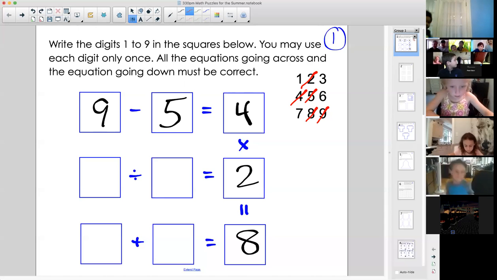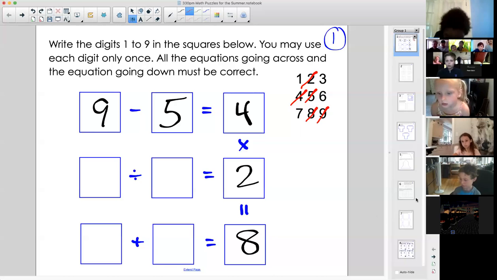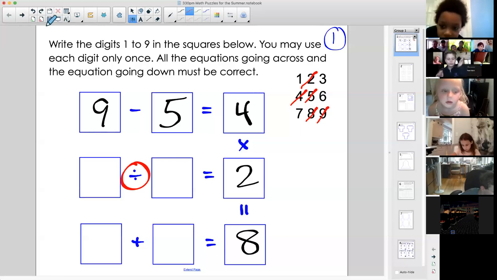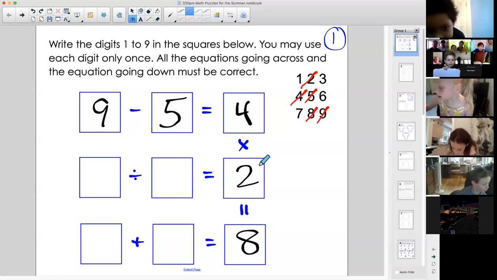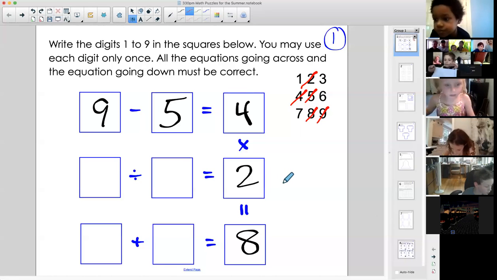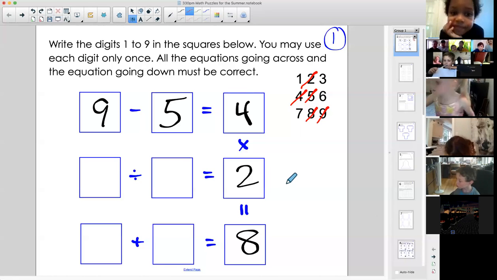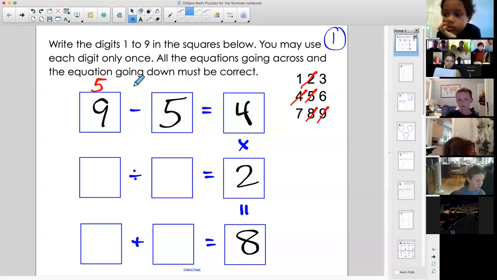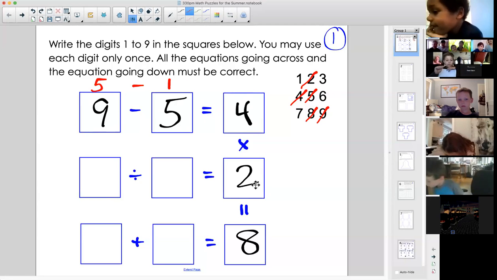And I'm going to call on Victoria. Victoria, you raised your hand, honey. Well, for the first one in the equation, I thought that maybe we could do 5 minus 1 equals 4. And you know what? I'm going to write that down right up here, just in case. Just in case we're going to need it. Okay, Victoria, that was awesome.